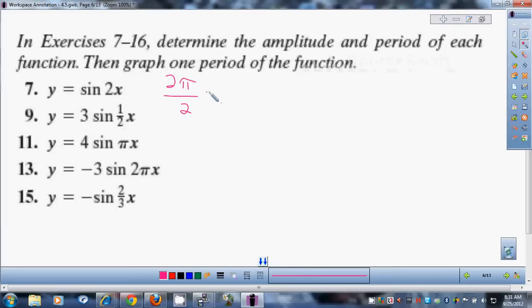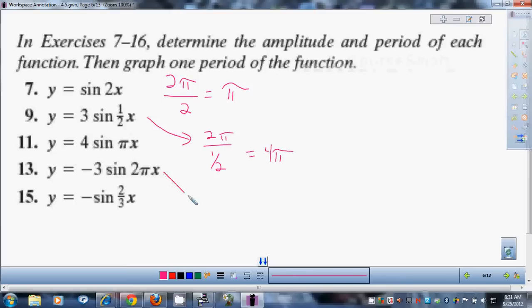So what's the period of number 7? Pi. Number 9, 2 pi divided by 1/2. You can flip and multiply. And what is that period? 4 pi.